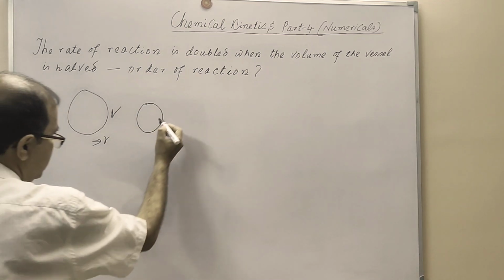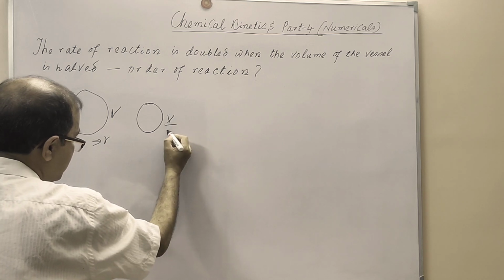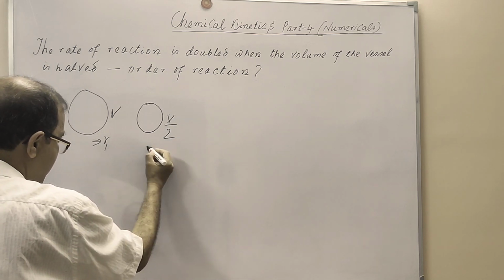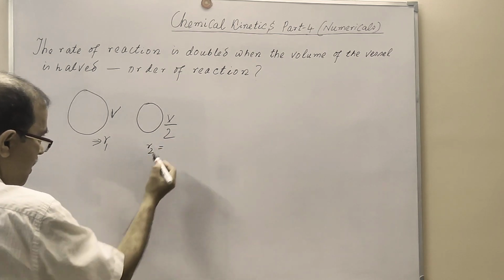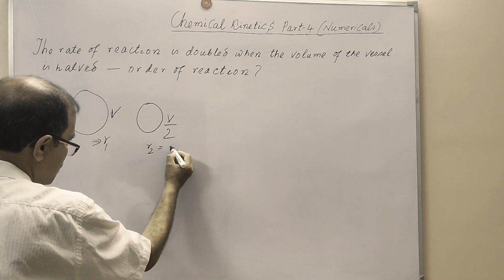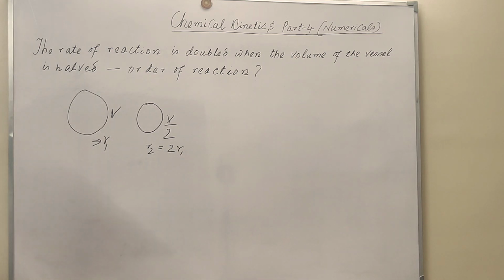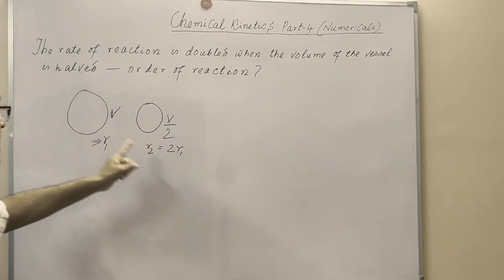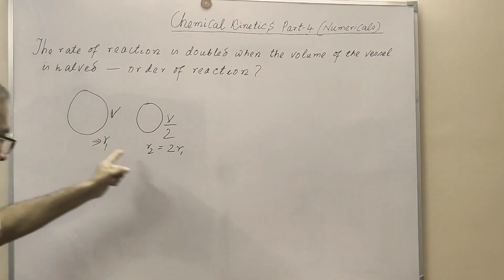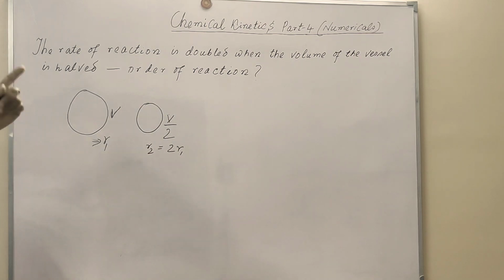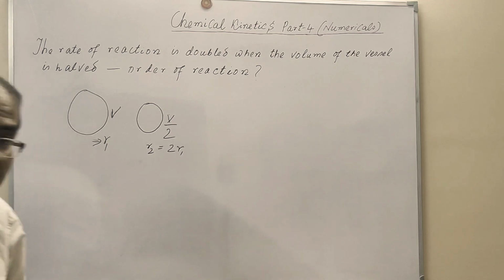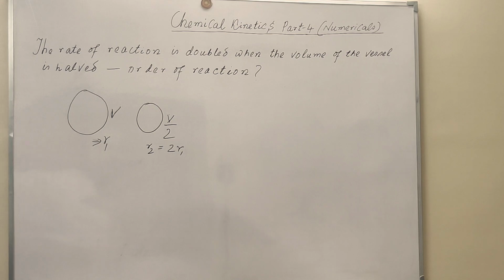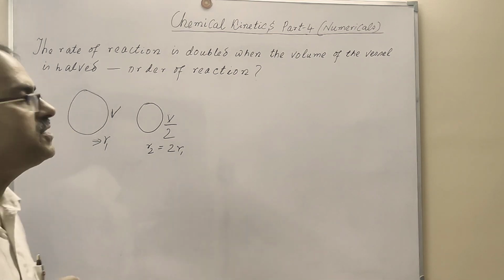Volume is halved, then the volume becomes V by 2. Suppose this is R1 and now it is R2. R2 is becoming 2R1. Previously the volume was V, now it is V by 2 because the volume of the vessel is halved, and the rate of the reaction is also doubled. And for this case, how do we calculate the order of the reaction? Right? And for this, what do we have to do?